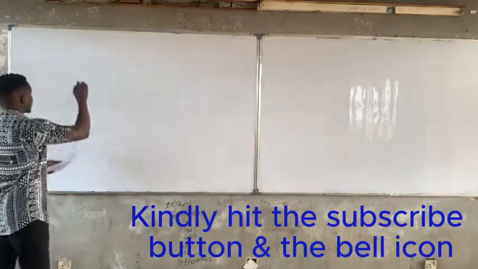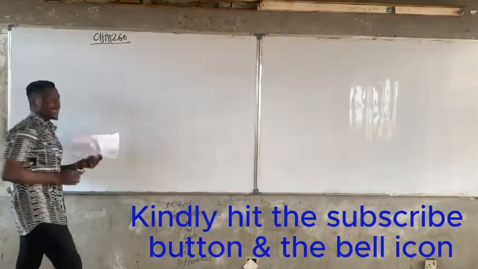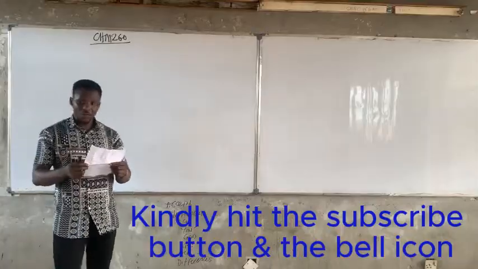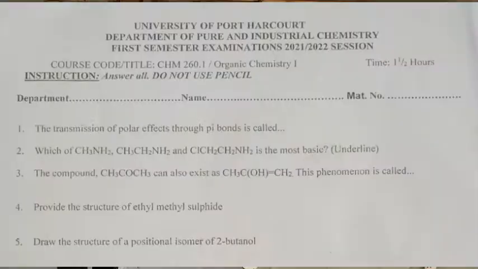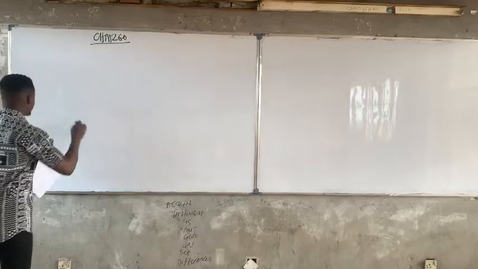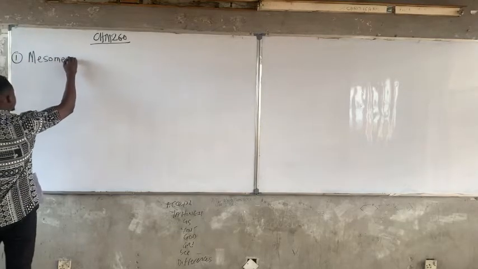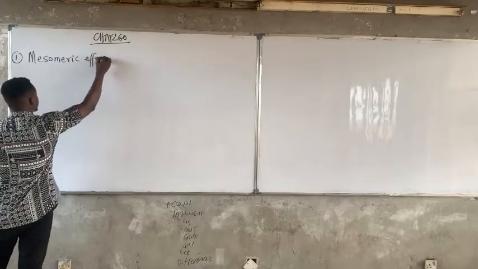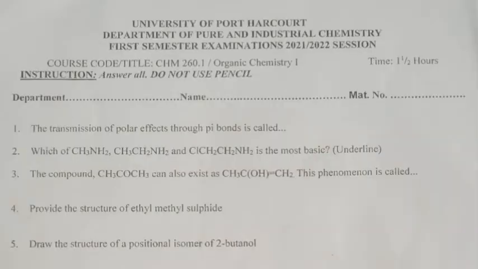All right, the first question here. I'll be reading out the questions and displaying them on the screen at the same time. The first question says, the transmission of polar effects through pi bond is called dash. The answer to this question is mesomeric effect.